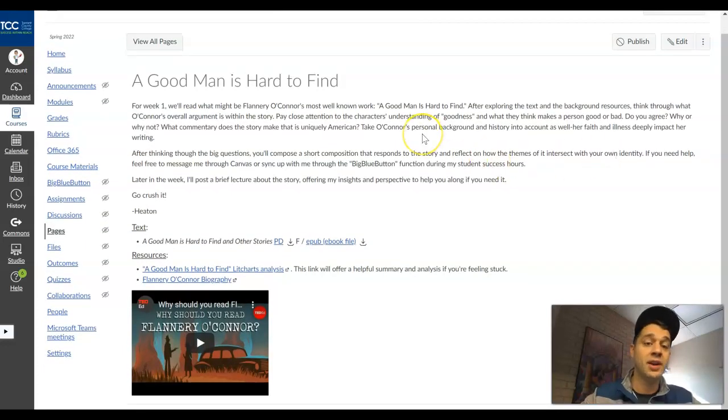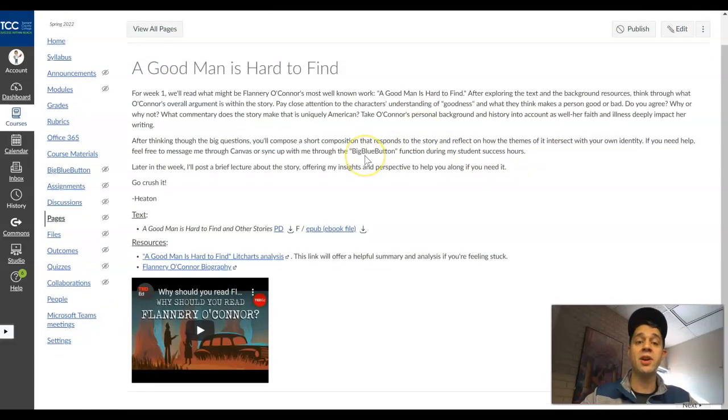You're going to think through all these big questions, and then you're going to compose a short composition that responds to the story and reflect on how the themes of it intersect with your own identity. So this is going to cause you to think critically and reflect upon yourself. How does this story help you understand who you are, and how does it help you understand America in a new light or a different light, or shed light on what you already believe?